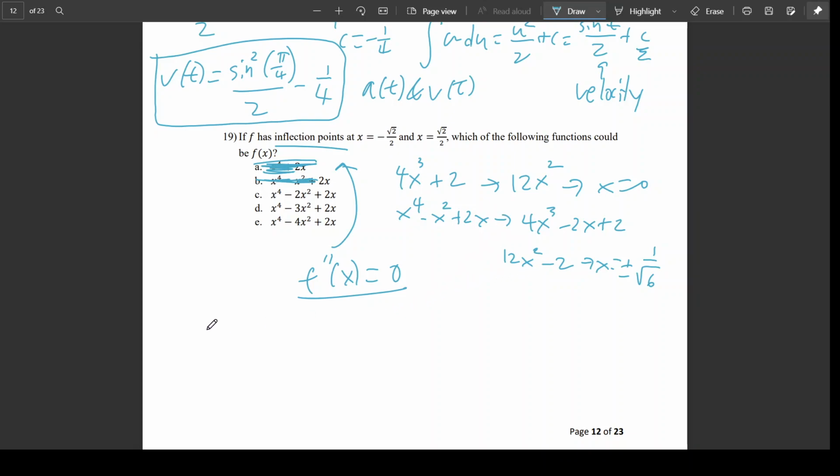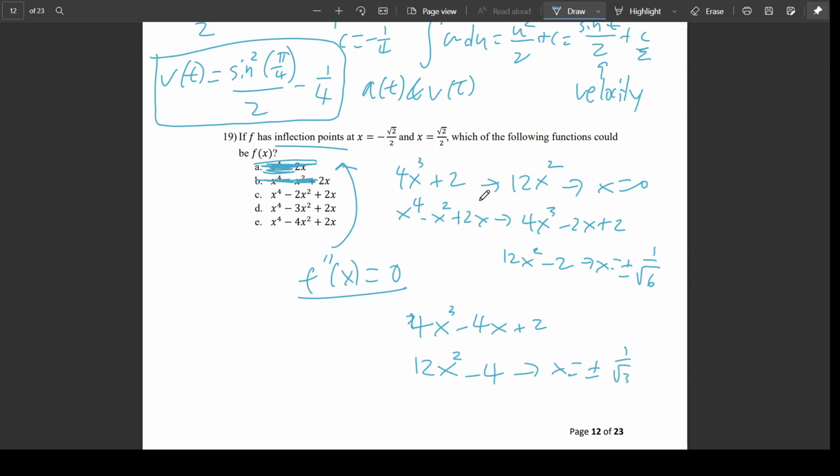Let's go to option C. If we take the first derivative of this, we'll get 4x cubed minus 4x plus 2. If we take the second derivative, we'll get 12x squared minus 4. You set this equal to 0, and you'll get that x is equal to plus or minus 1 over square root of 3.